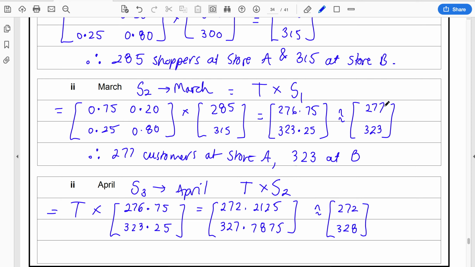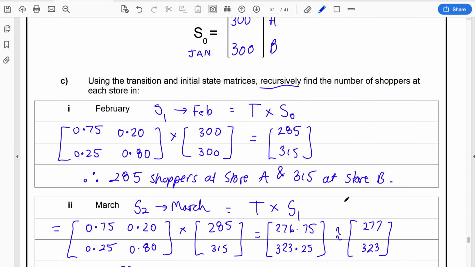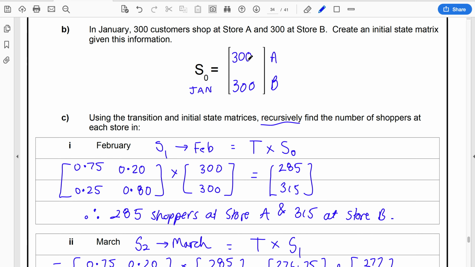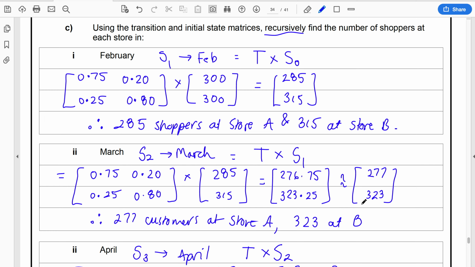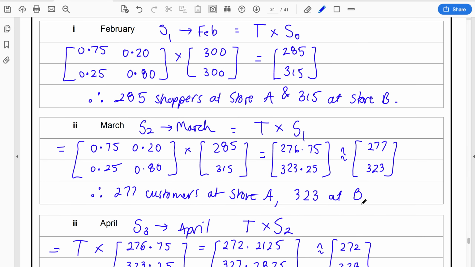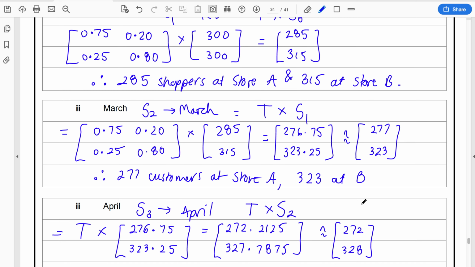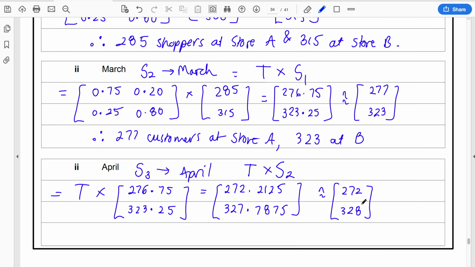What you'll notice is when you add these together, you should get the same total number that we had earlier. The total number of shoppers when you add them together was 600. And so you should still have 600 shoppers each time, because we're not bringing new shoppers in or taking any shoppers out of the system. There's not a store C, for example, that just pops up. So we should still have the same constant number of shoppers in the whole system.